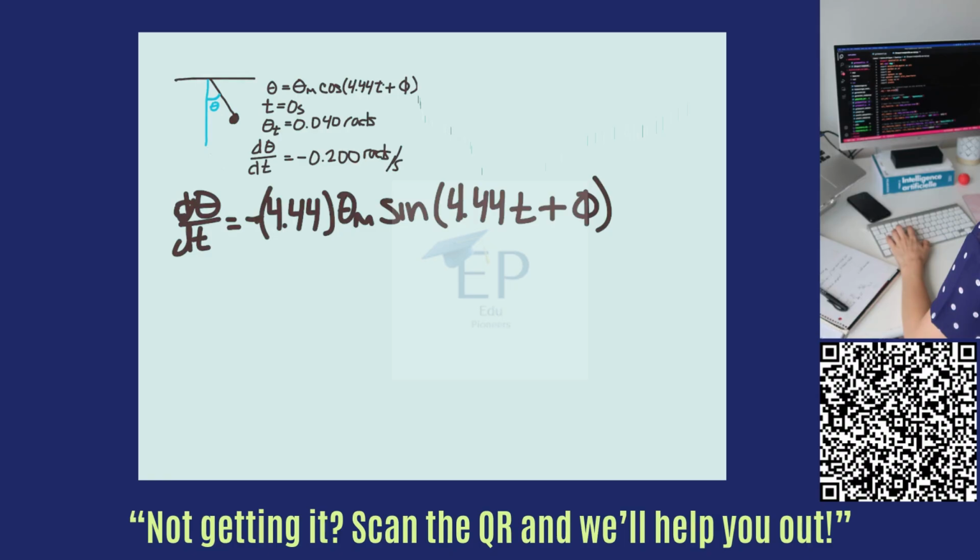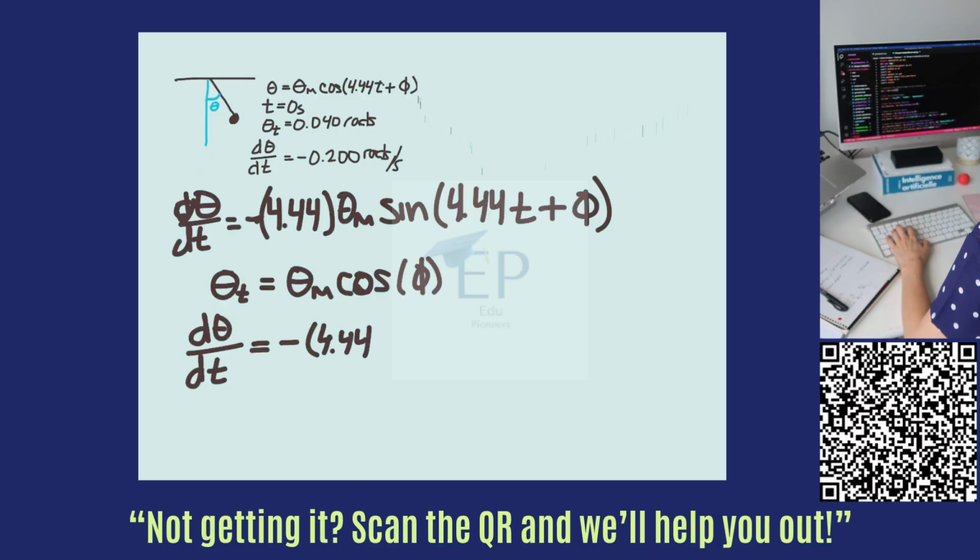And when time equals 0, our equation for theta is actually going to come out to be our angular amplitude cosine of phi, and our delta theta over delta time, or our change in theta over change in time, is going to end up being negative 4.44 rads per second times the angular amplitude sine of phi.